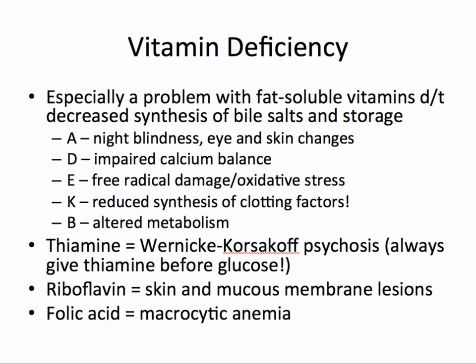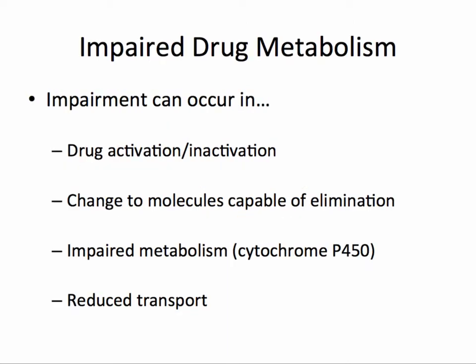Thiamine is another vitamin deficiency noted in liver disease that can potentially lead to a condition called Wernicke-Korsakoff psychosis. This can be prevented in the patient with liver disease by always giving thiamine before you give glucose. Additionally, a deficiency in riboflavin can result in skin and mucous membrane lesions, and a deficiency in folic acid can result in a macrocytic anemia.